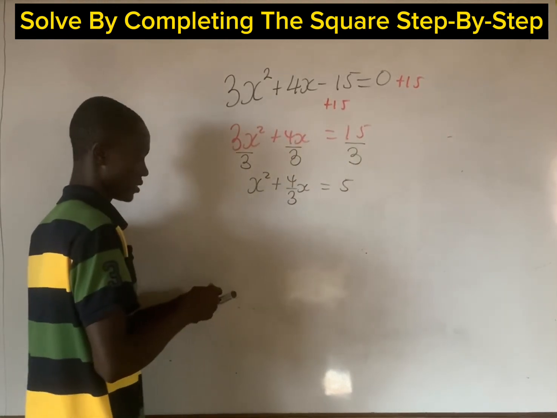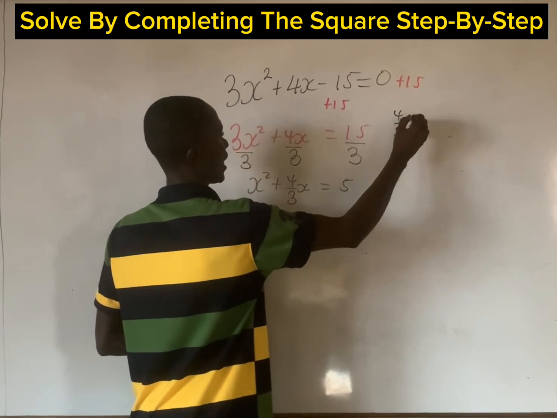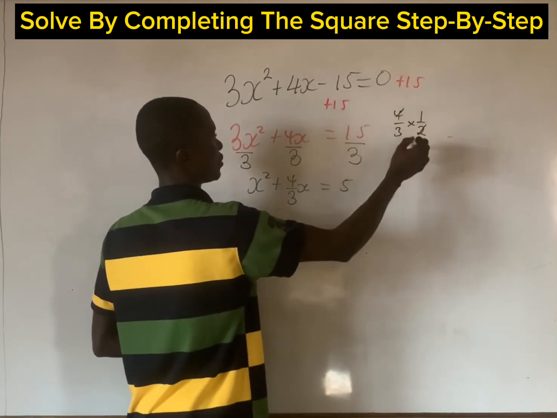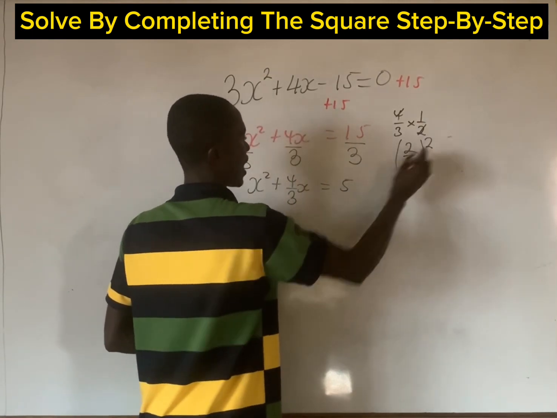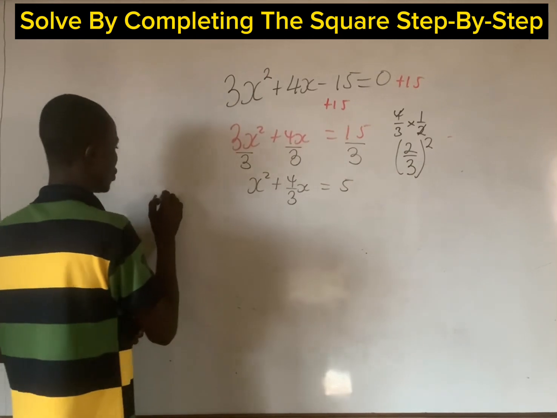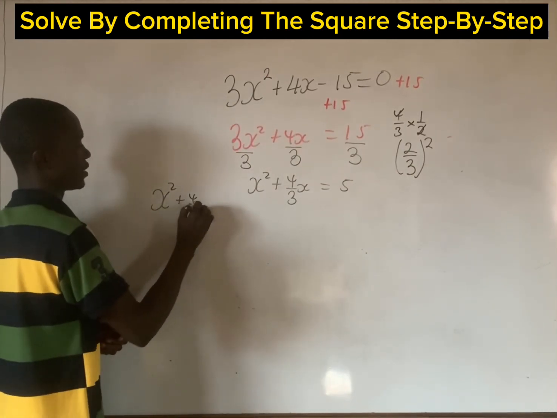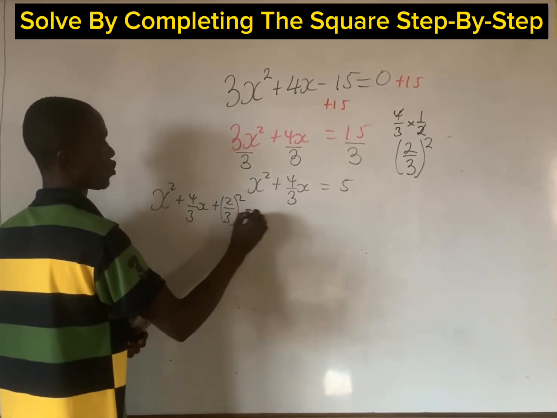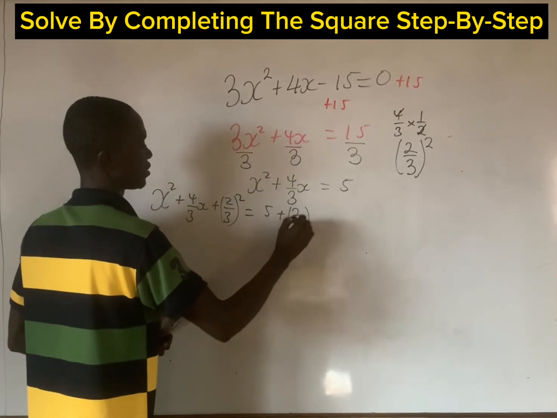Now we take the coefficient of x, that is 4 on 3, and multiply it by half. So here 2 will go here, 2. So we have 2 on 3. We square this one and add it to both sides. So we are going to have x squared plus 4 on 3 x plus 2 on 3 squared equals 5 plus 2 on 3 squared.